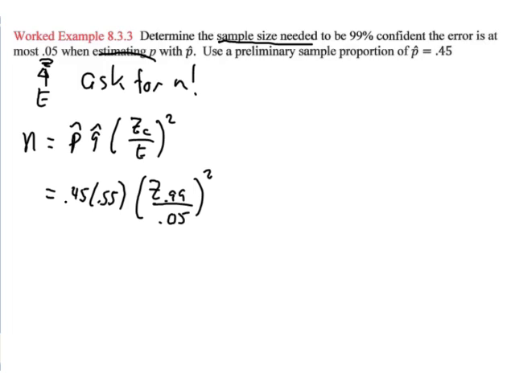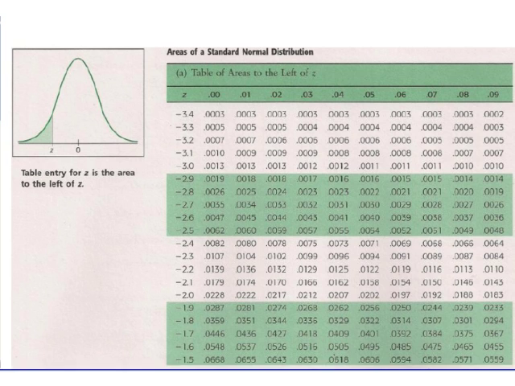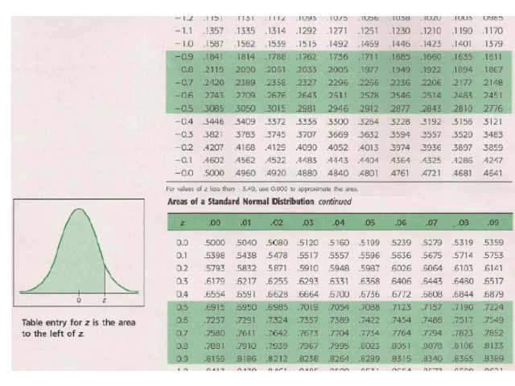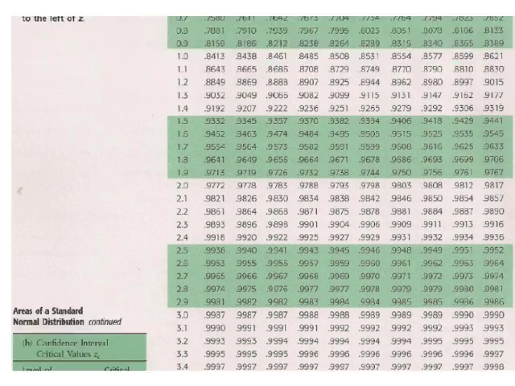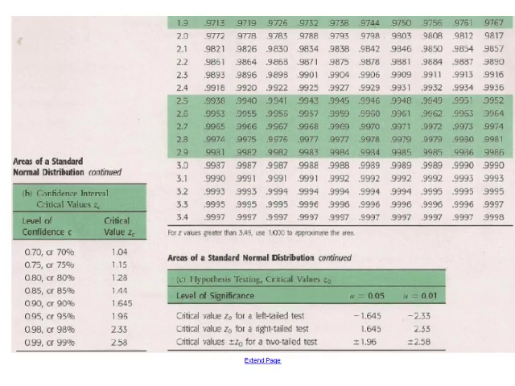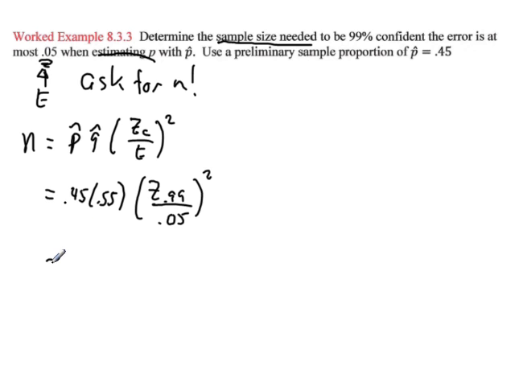So we'll jump to our Z table and double check. And surely enough, z 0.99 is 2.58. And we go to our calculator. 0.45 times 0.55 times parentheses 2.58 divided by 0.05 squared.